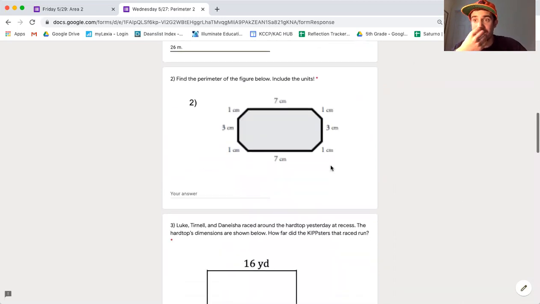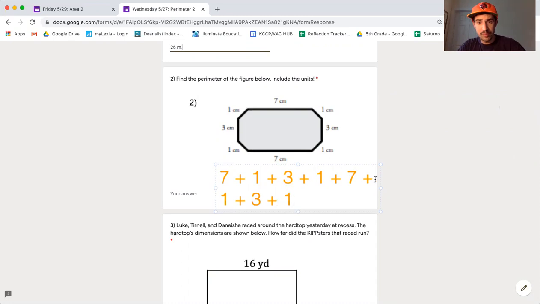Again, the perimeter is the distance around the shape. So I'm going to find the sum of all the side lengths. This one has a lot of side lengths, so I'm going to be careful to add these up really carefully. I'm going to start at the top and go around like a clock. I'll go clockwise. That's easier for me. 7 plus 1 plus 3 plus 1 plus 7 plus 1 plus 3 plus 1.